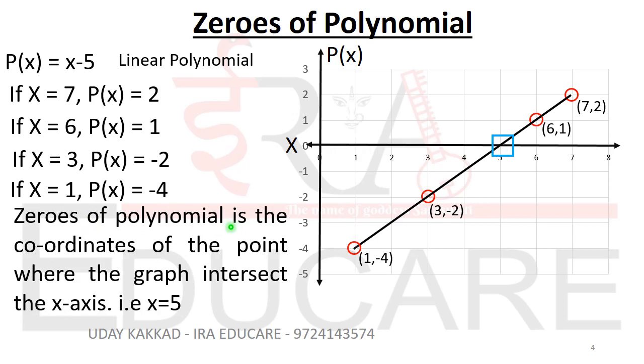So a zero of a polynomial is the coordinate of the point where the graph intersects the x-axis. Here 5 is the zero of the polynomial. If you put x is equal to 5, then 5 minus 5 you get 0. So at that time p of x becomes 0. So this is called a zero of the polynomial.